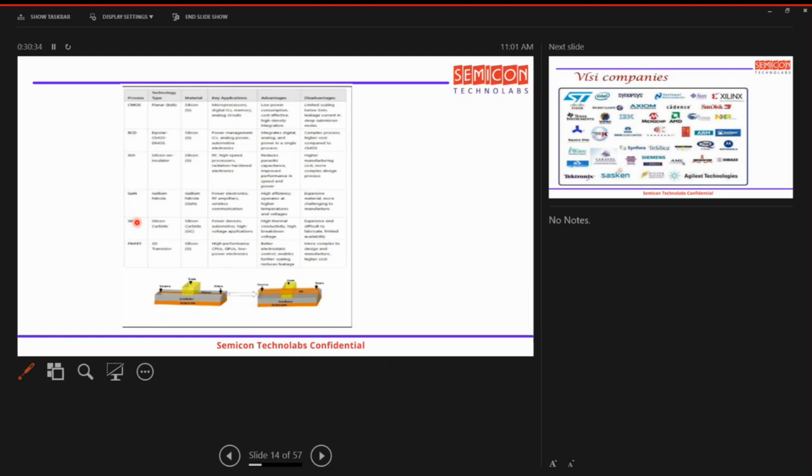And the material which is being used for these processes is different. For example, in gallium nitride, the material used is gallium nitride, and in silicon carbide, it is silicon carbide, SiC and GaN. So this makes a difference. And then if you see CMOS, BCD and SOI, though the material is the same, the technology type is different. It is planar bulk for CMOS, whereas for BCD it is bipolar CMOS and DMOS, whereas for SOI the technology type is silicon on insulator. Now different advantages, applications, disadvantages have been discussed here.